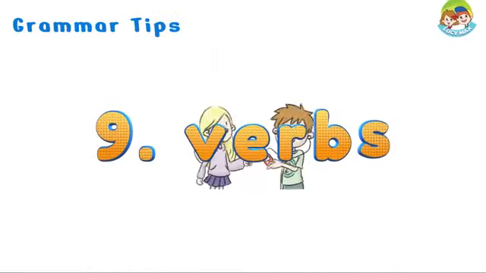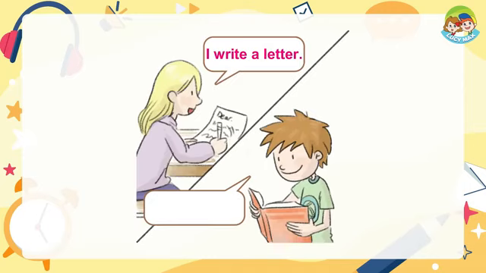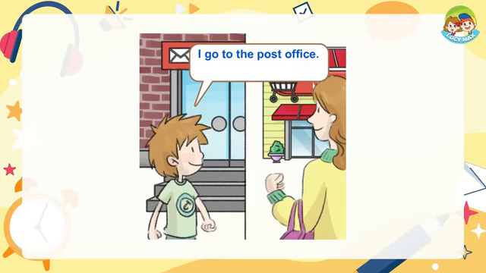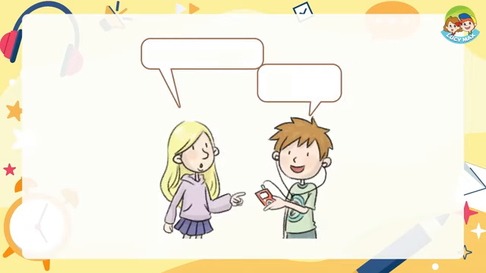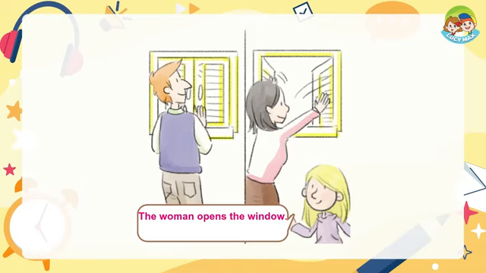Unit 9. Verbs. I write a letter. I read a book. I go to the post office. My mom goes to the store. You have an MP3 player. My sister has an MP3 player too. The woman opens the window. The man closes the window.